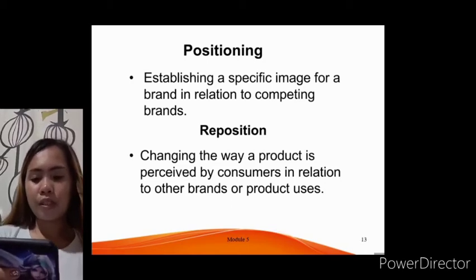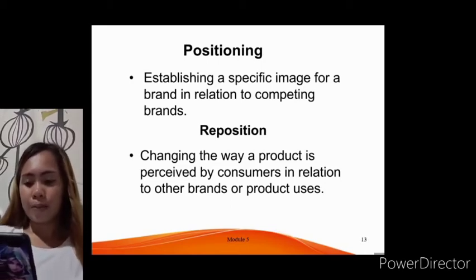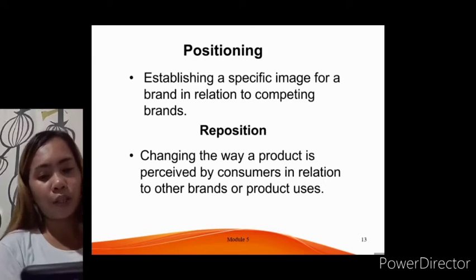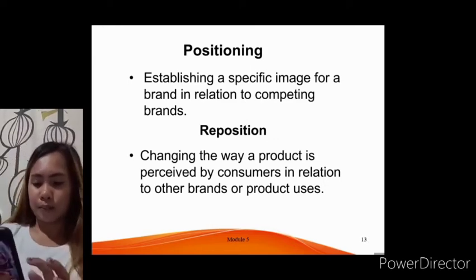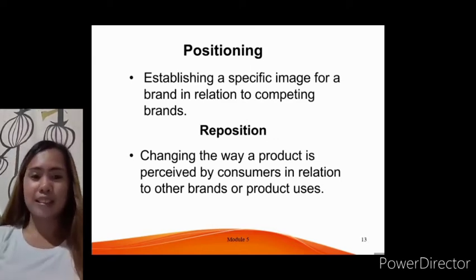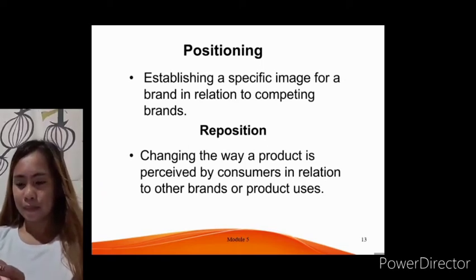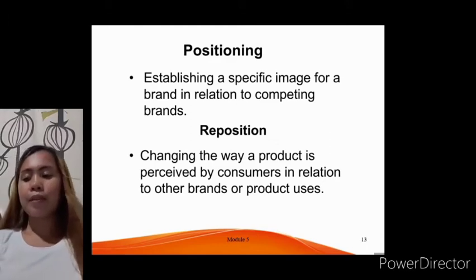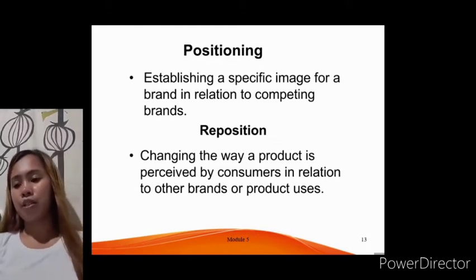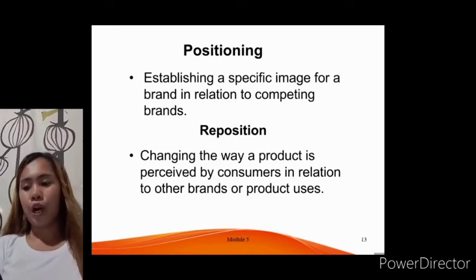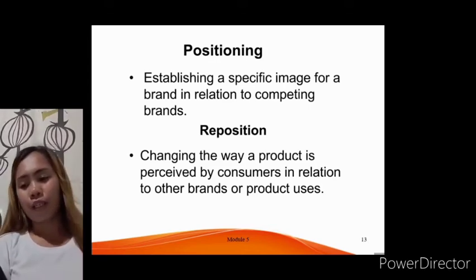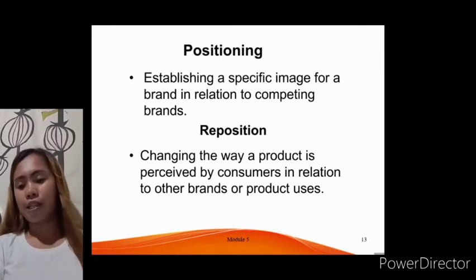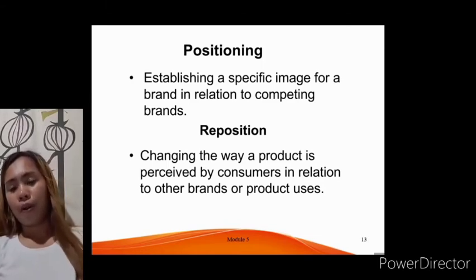Reposition. Changing the way a product is perceived by consumers in relation to other brands or product uses. It can be done through making or creating an image or service offering on which has already in the minds of consumers. Some way to do is making a slogan that represents the brand's promise.